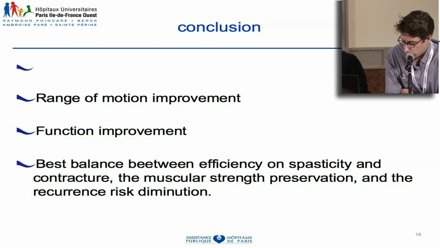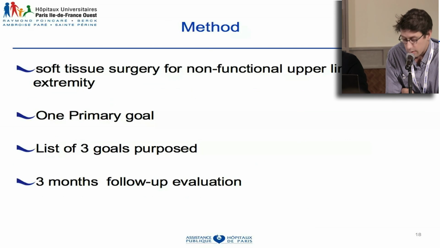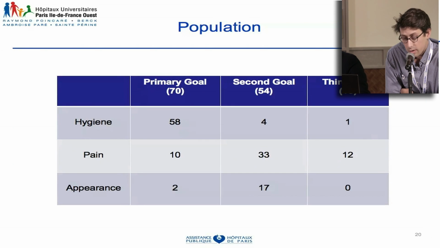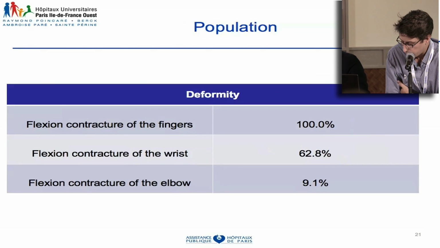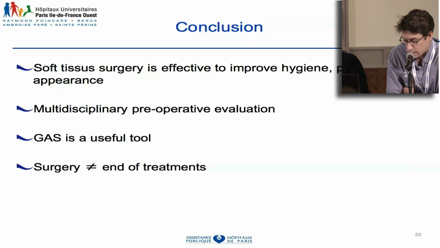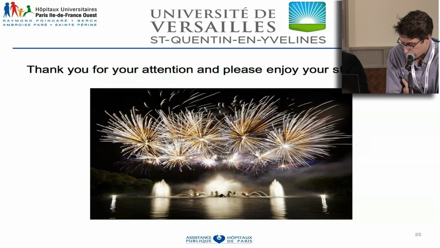All patients had contracture of the wrist and extrinsic finger flexor muscles, and in some cases forearm pronator muscle contracture, causing functional and aesthetic or hygienic impairment. All patients had functional abilities or functional potential, even if some of the goals were aesthetic or hygienic. Thus, in all cases, the Page-Scaglietti technique was performed.